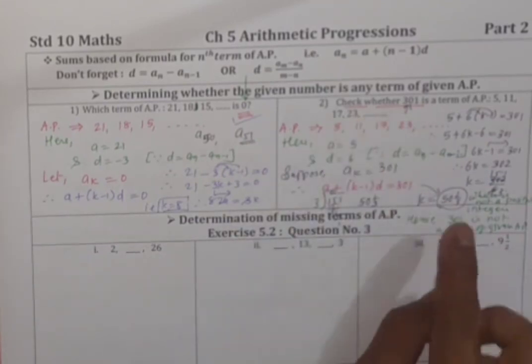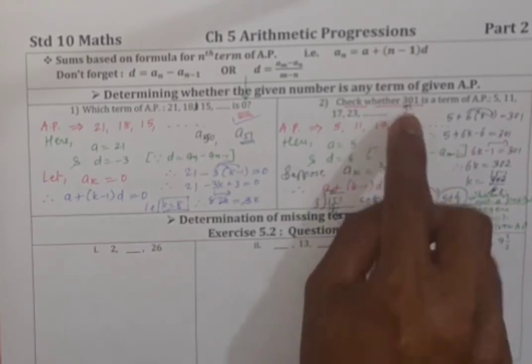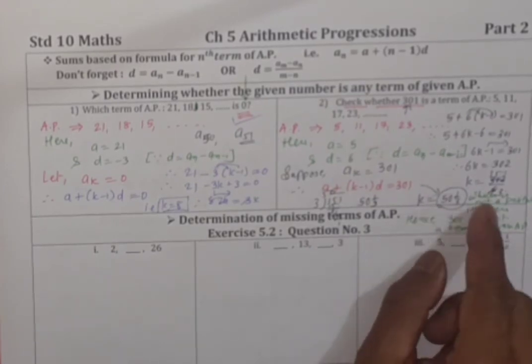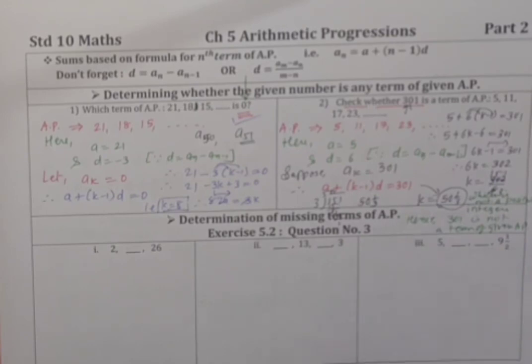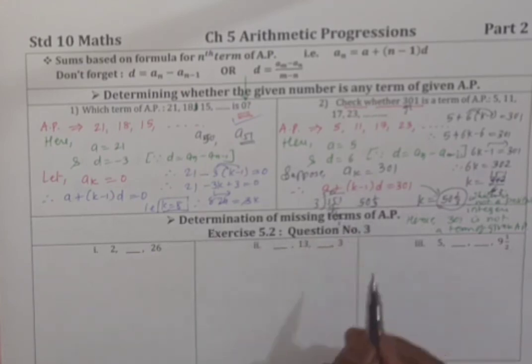Okay? Technically बता रहा है कि 50 integer 1 upon 3rd term is 301. लेकिन ऐसी कोई टर्म नहीं आएगी. 50th टर्म आएगी या 51st टर्म आएगी. 50 और 51 के बीच कोई टर्म नहीं हो सकती है. I hope that is clear to you. Good. Now, determination of missing terms of AP.